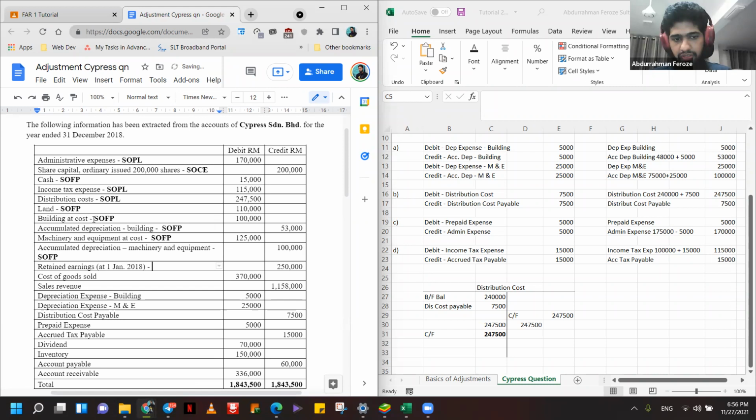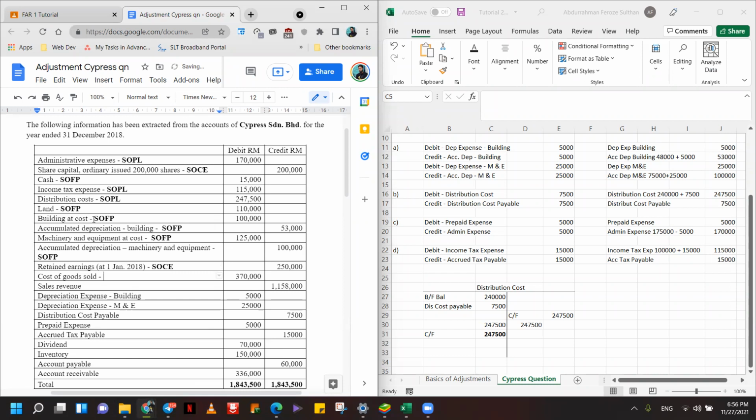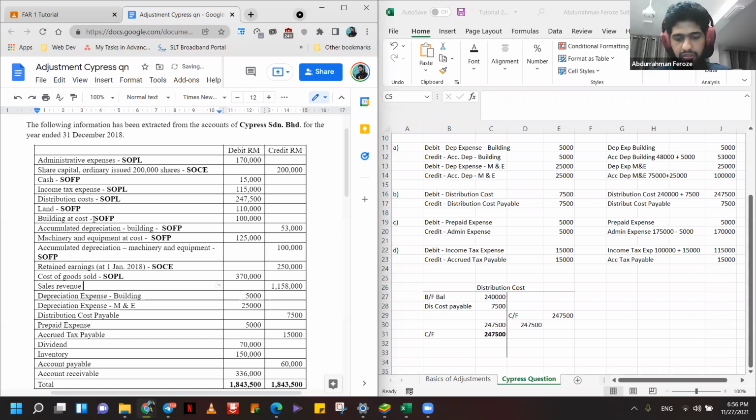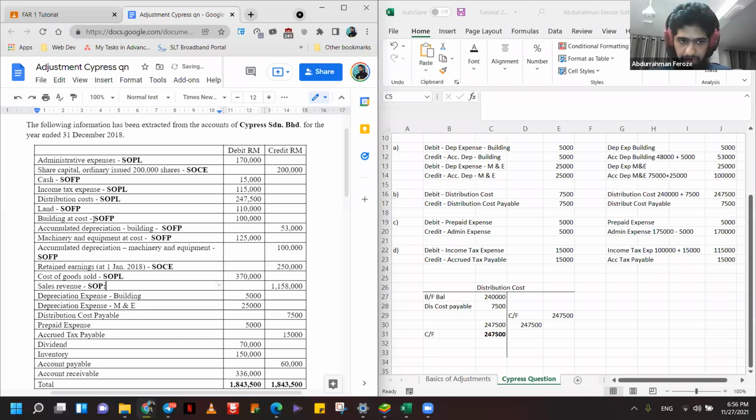SOCE, correct. Okay. Cost of goods sold. SOPL. Yes. Sales revenue goes into SOPL, not SOCE. Yes. Depreciation expense. SOPL. Yeah, correct. And this also SOPL. Distribution cost.